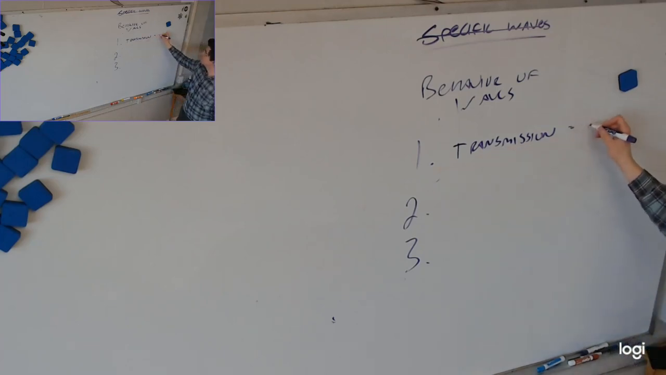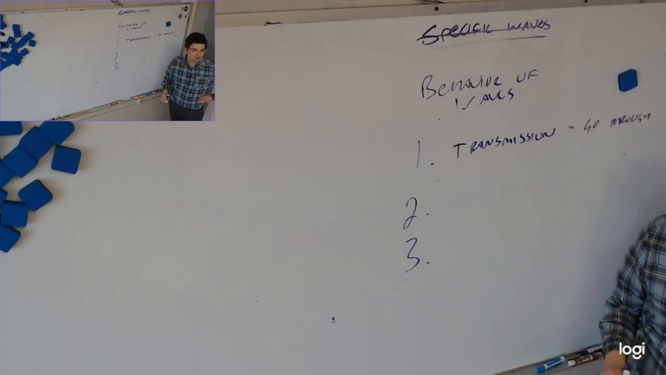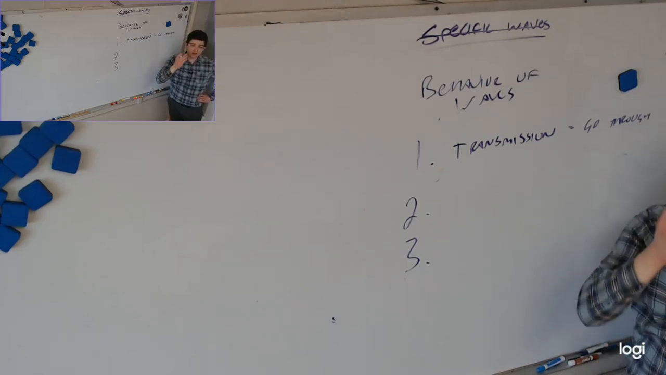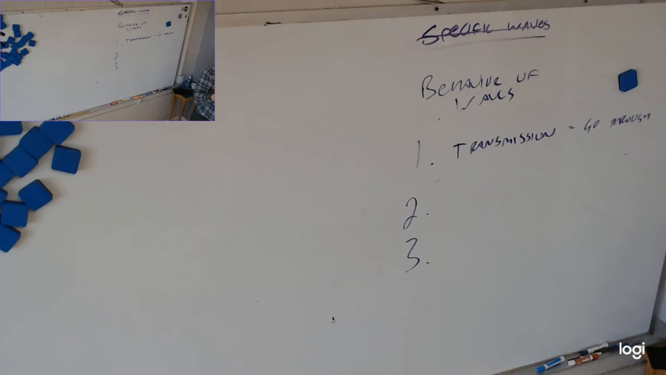Transmission. Go through. How would a sound wave be transmitted? Is a sound wave being transmitted right now? Yeah. Well, yeah, because there's a new type of matter. The sound waves are being generated from me in my vocal cord, and they're being transmitted through the air into your eardrum. That's transmission. It's going through the air.